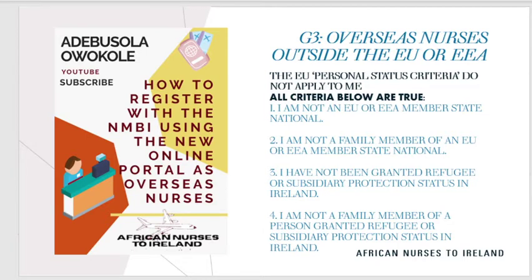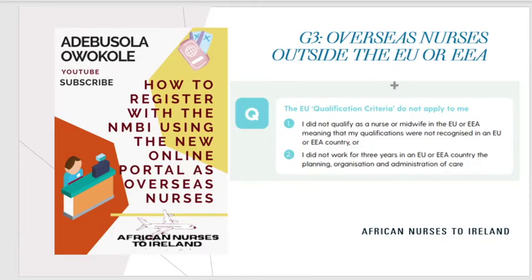So for someone to be classified as a Group 3 applicant, you are not an EU or EEA member state national. You are not a citizen of any EU-related country, and you are not a family member of an EU or EEA member state national, and you've not been granted refugee status or anything like that, and you're not a family member of a person granted refugee or subsidiary protection status as well.